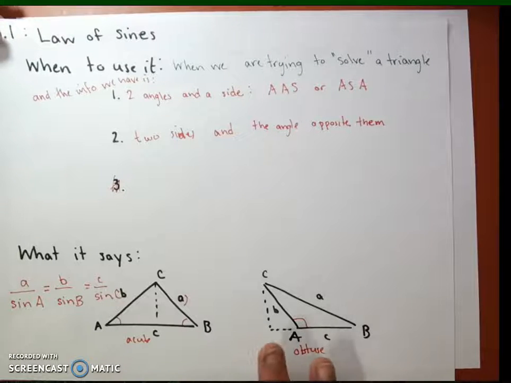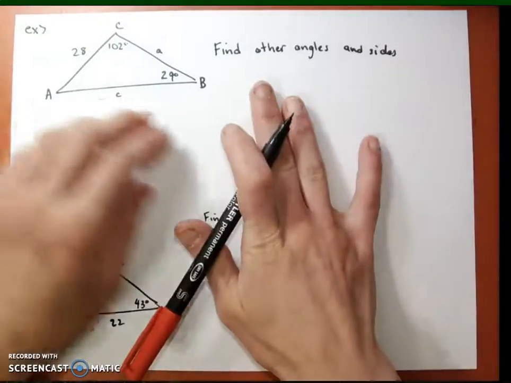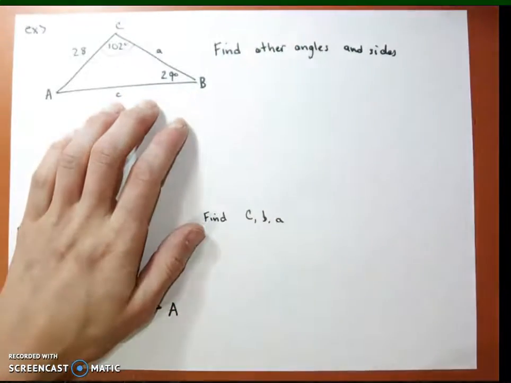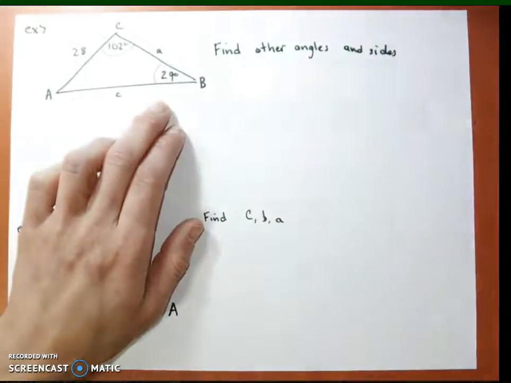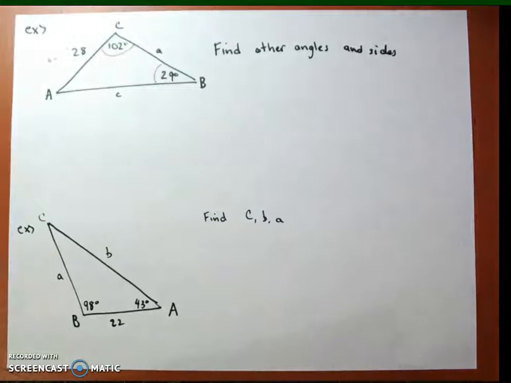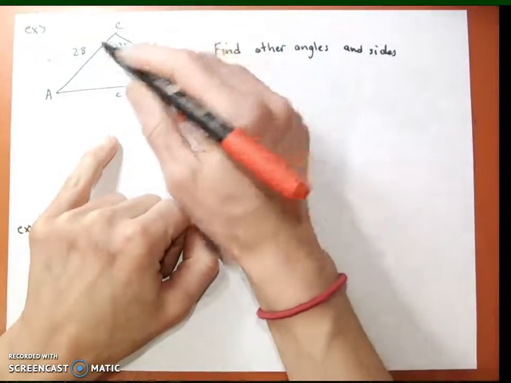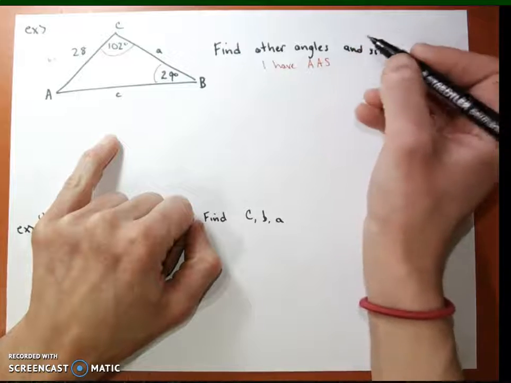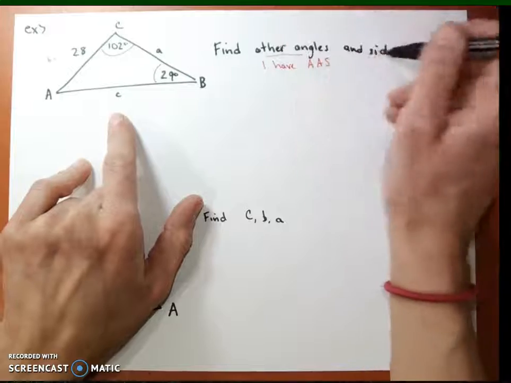So let's see how we actually use this law of sines. In this case, let's first look at the information that I'm given. I'm given that angle C is 102 degrees, angle B is 29 degrees, and side b equals 28. And that's not degrees, that's a length. So the information I have is angle, angle, side. And so what I want to do is find all the other angles and sides.